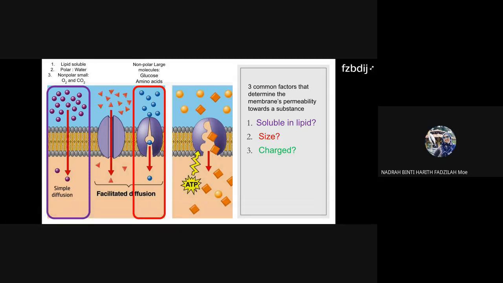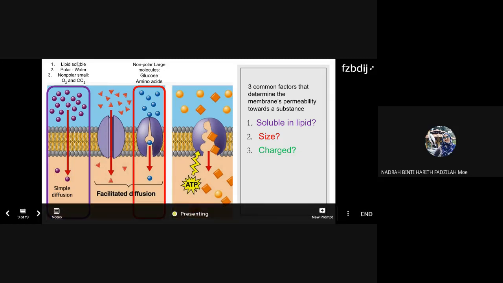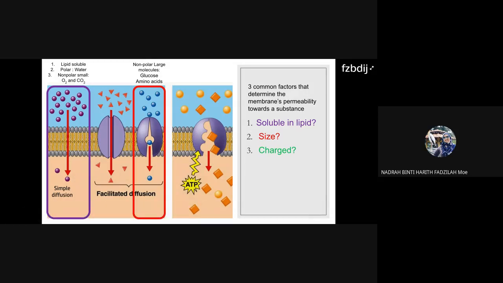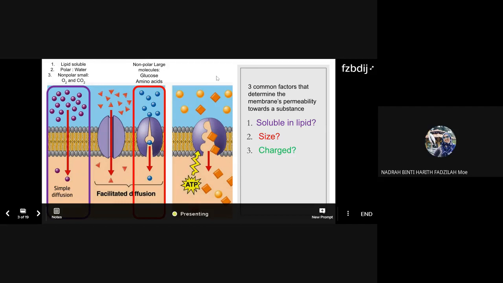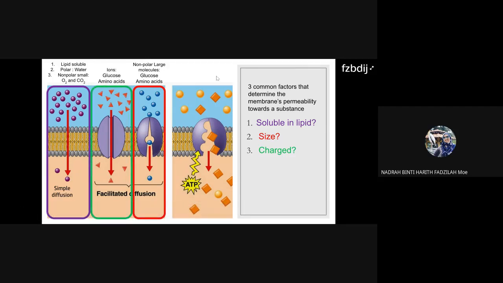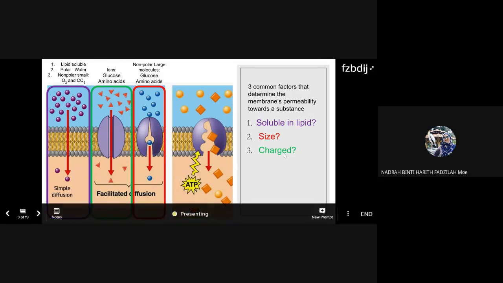Either they are lipid soluble or they are a small polar substance or small non-polar substance. What if the substance is small but has charge? They are positively charged or negatively charged. So the green box represents charged substances such as, obviously lah, mestilah ion kan.